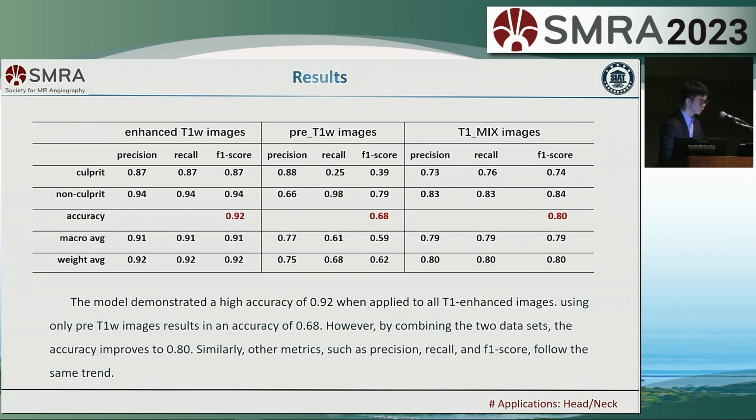The results: the model demonstrates a high accuracy of 0.92 when applied to the wall T1 enhanced image. Using only the pre-T1 W image results in an accuracy of 0.68. However, by combining the 2 data sets, the accuracy improved to 0.80.